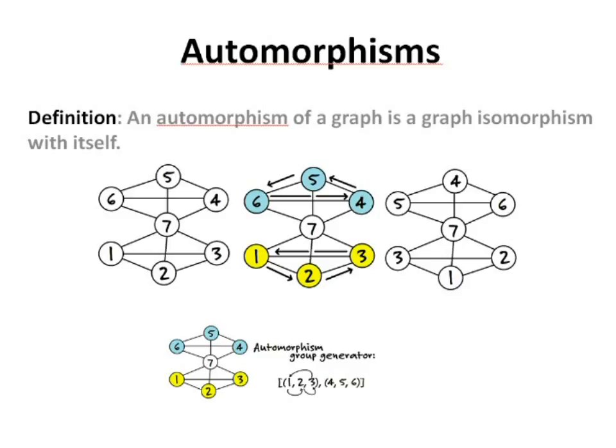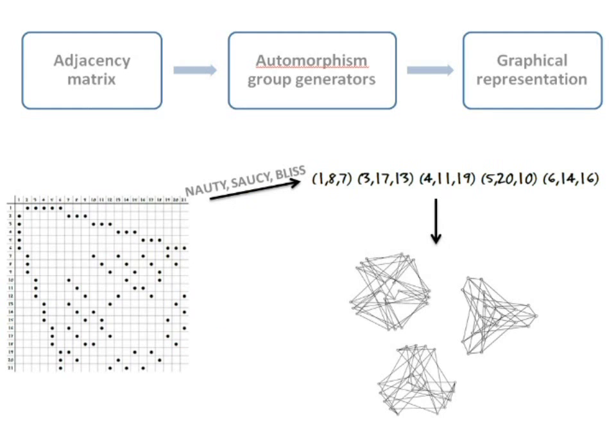All the automorphisms of the graph form the automorphism group of that graph, and a way to represent this group is through automorphism group generators, like the one here. Using tools like Nauty, Saucy, and Bliss, we can determine the automorphism group generators, and they characterize the graph symmetries, and therefore are very useful for this project because we can obtain a nice graphical representation.